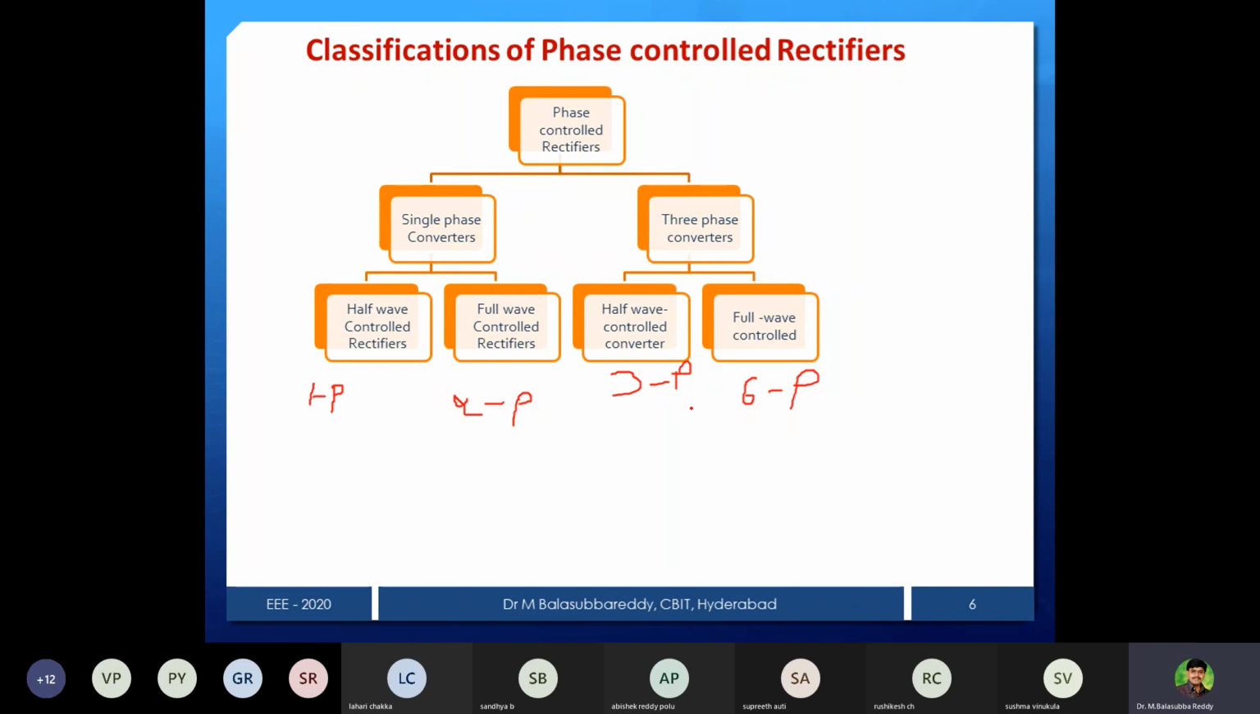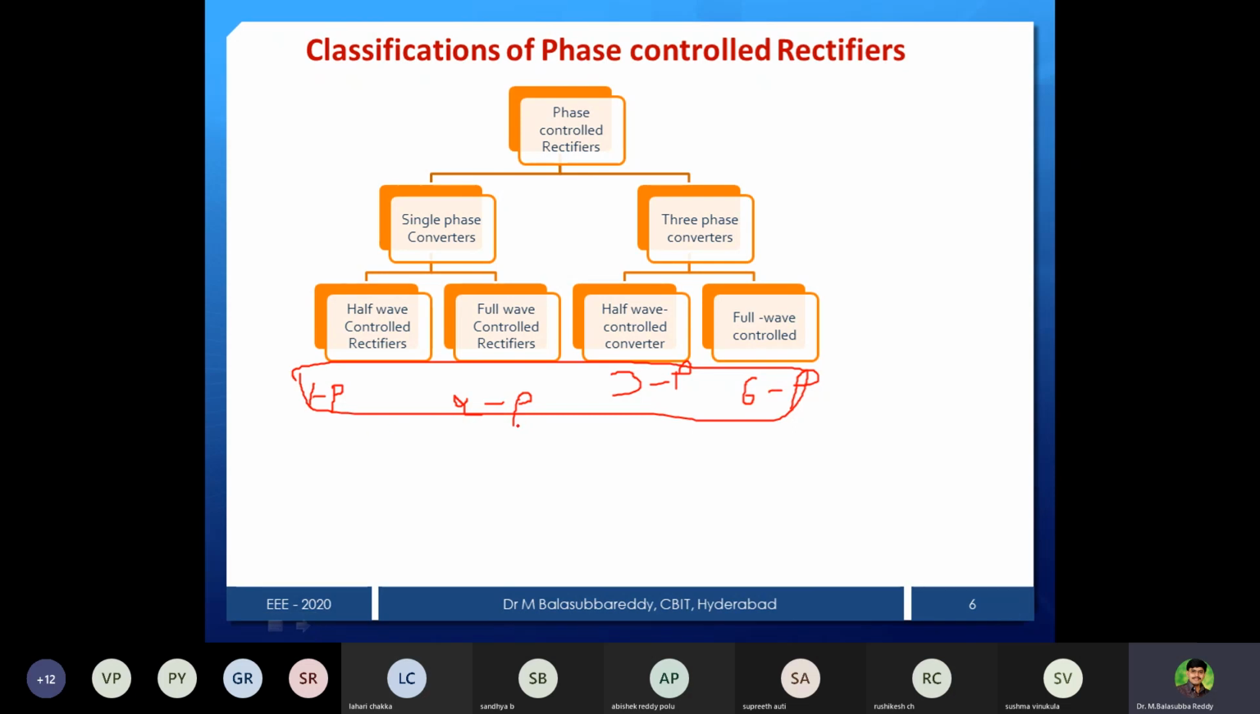So these are the available controller classifications based on pulse number. Based on single phase and three phase we can classify half wave and full wave for both sides, but based on pulse number we can classify like this.